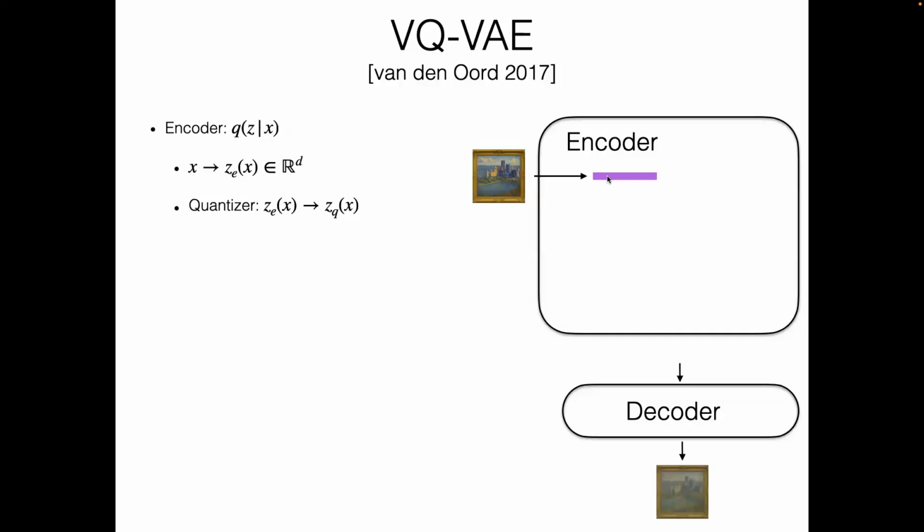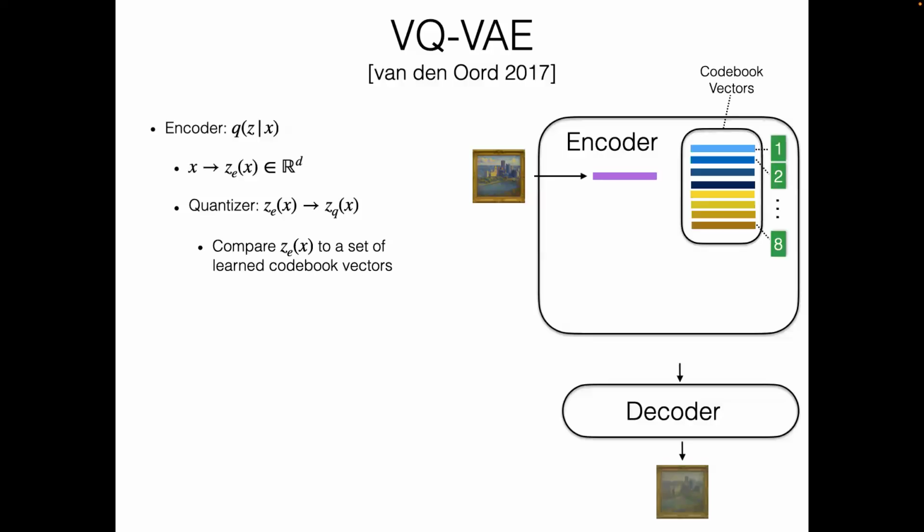Now we actually want to turn this into something discrete. So we have what is called the quantizer. And the quantizer, at a high level, will take this continuous vector and turn it into a discrete value. The way you do this is to have what's called a codebook. The codebook will have some number of continuous vectors. Let's say here you have 8 different vectors in your codebook.